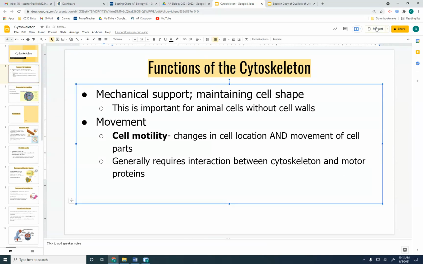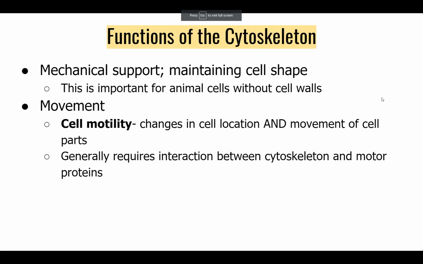This is really important for animal cells without cell walls because in a plant cell and some bacteria cells, those cell walls do a lot of the work of holding that cell up. But animal cells are kind of blobby, and they get most of their support from their cytoskeleton, like we get most of our support from our skeleton.